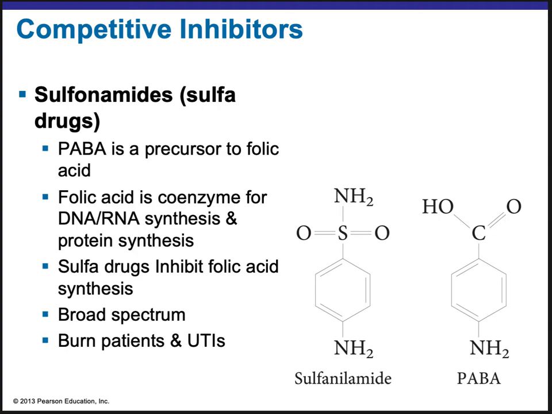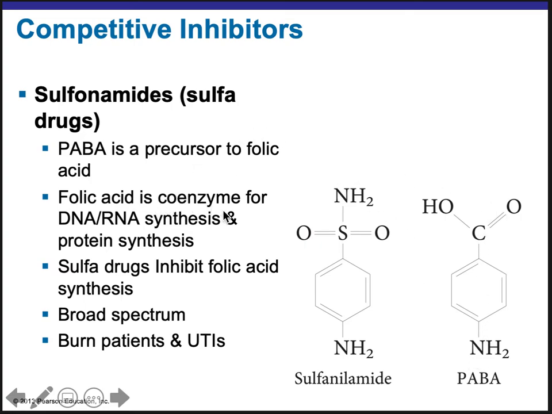Then we have competitive inhibitors of essential metabolites. And remember that bacteria will make their own folic acid. We don't. We have to consume folic acid. We do not synthesize our own folic acid. So that's why this drug is able to target bacteria and not us. So there's this precursor, PABA, and I think I've shown this to you before. But PABA is a precursor to folic acid.